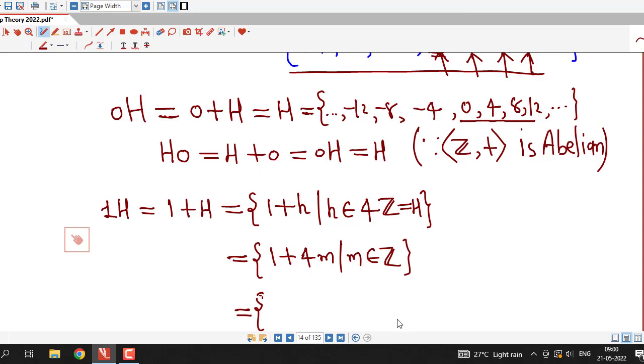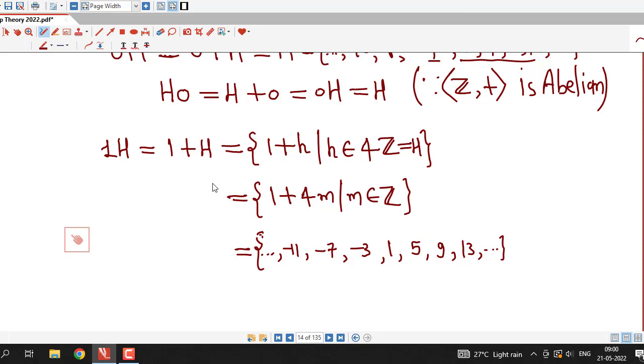We can concentrate here also. 0 plus 1, then 4 plus 1, 8 plus 1, 12 plus 1, and so on. Here minus 4 plus 1, that is minus 3, minus 8 plus 1, that is minus 7, minus 12 plus 1, that is minus 11, and this will continue in negative direction also. This is the left coset corresponding to the element 1, and because our group is abelian, this is the right coset corresponding to 1, which we can denote by H plus 1 or H into 1.